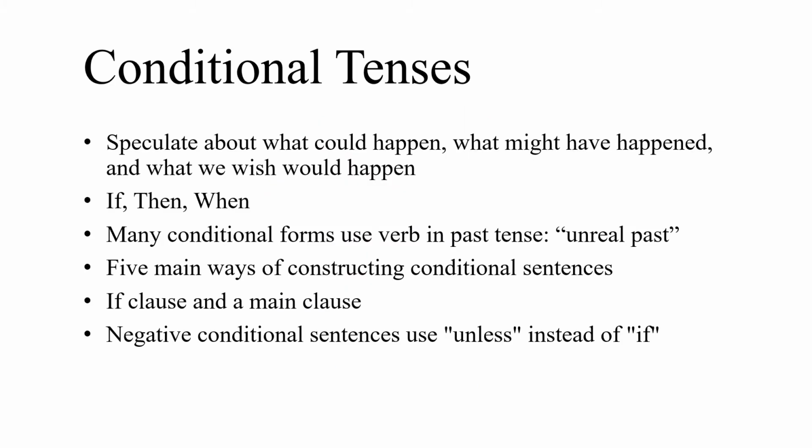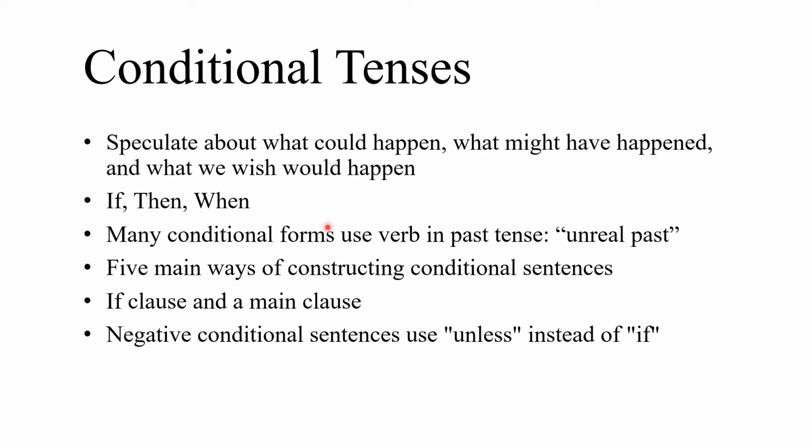In this lecture, we'll learn conditional tenses. So, what are conditional tenses? Conditional tenses are those tenses that are used to speculate about what could happen, what might have happened, and what we wish would happen. In English, most of the sentences using conditionals contain the word if, then, when, etc.